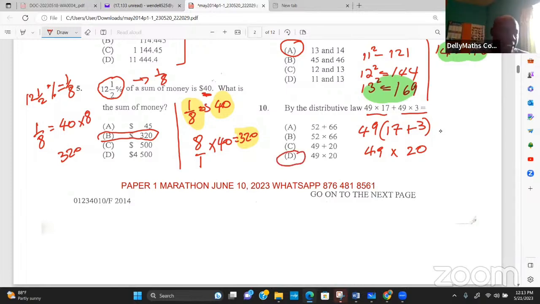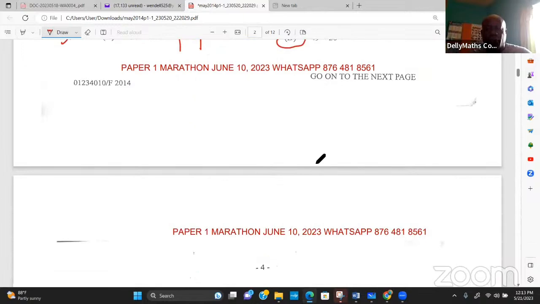Another way that people look at it is that we normally say 49 times 17 plus 49 times 3. So 17 and 3 gives you 49 times 20. You could look at it like that. It's up to you.